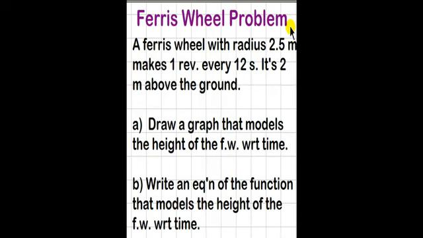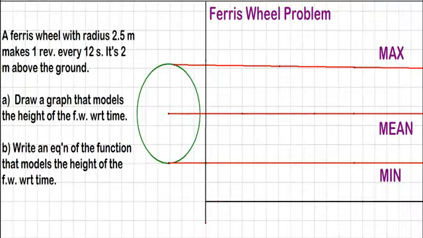The Ferris wheel problem. A Ferris wheel with radius 2.5 meters makes one revolution every 12 seconds. It's 2 meters above the ground. Draw a graph that models the height of the Ferris wheel with respect to time, and write an equation of the function that models the height of the Ferris wheel with respect to time.